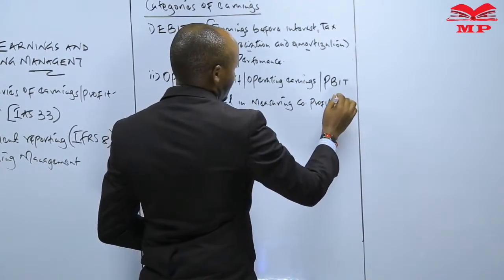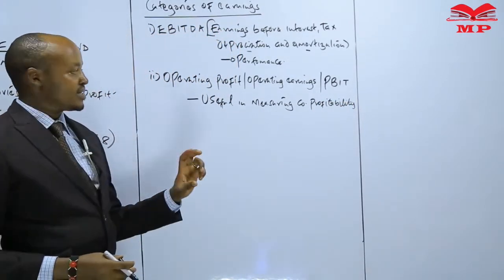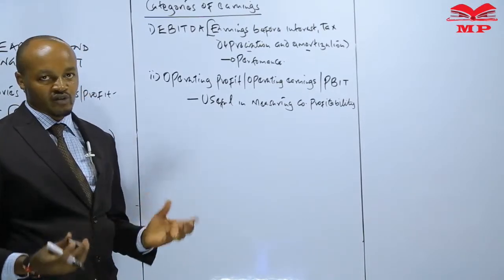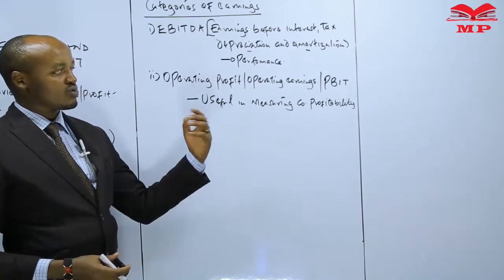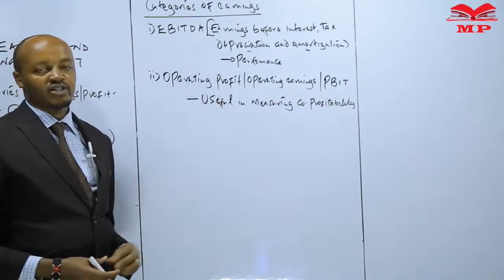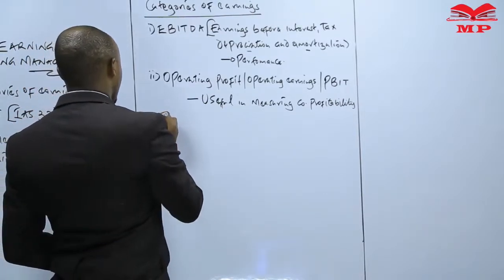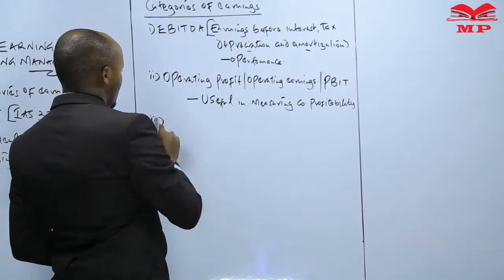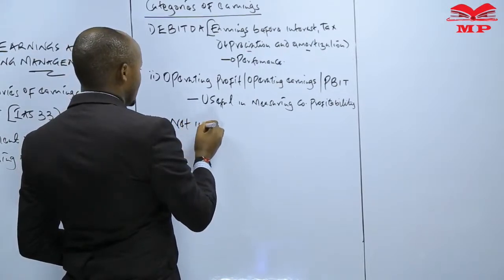This is because this particular profit has taken into account most of the components of cost, or most of the components of expenses, excluding interest, what in other terms we refer to as the finance cost. Then the other category of earnings which we have is what is known as the net income.